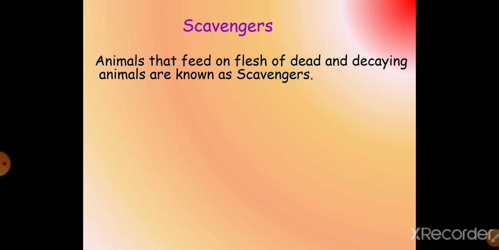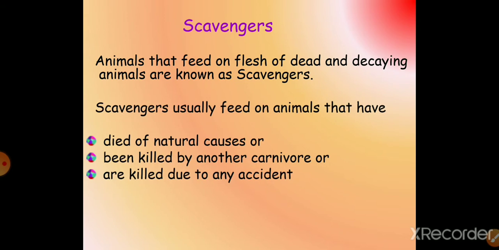Now, these dead animals whose flesh the scavengers are eating could have died because of many reasons. Some of the reasons include natural causes, like they were very old, so they could not hunt or go in search of food, so they died because of hunger. Then they could have been killed by other carnivores like lions, leopards or tigers, and once those had eaten, the scavengers would feed upon the leftovers.